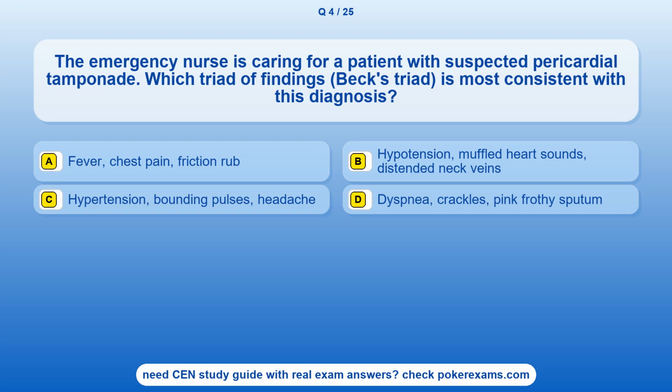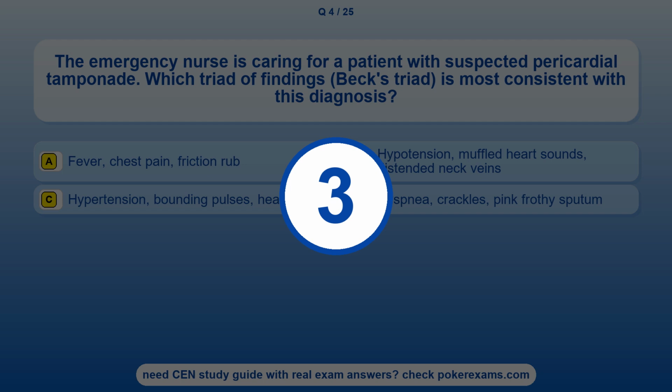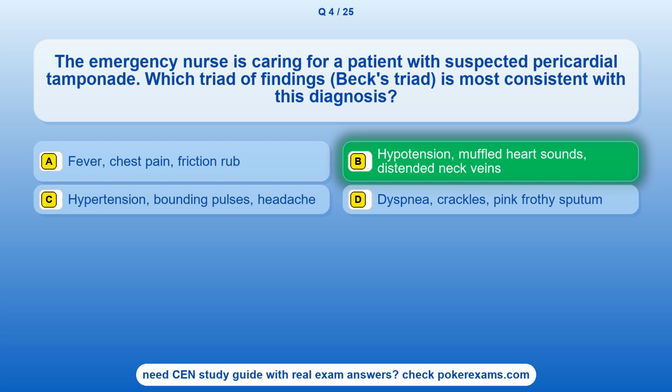Question 4. The emergency nurse is caring for a patient with suspected pericardial tamponade. Which triad of findings, Beck's triad, is most consistent with this diagnosis? Option A. Fever, chest pain, friction rub. Option B. Hypotension, muffled heart sounds, distended neck veins. Option C. Hypertension, bounding pulses, headache. Option D. Dyspnea, crackles, pink frothy sputum. The correct answer is option B. Hypotension, muffled heart sounds, distended neck veins.